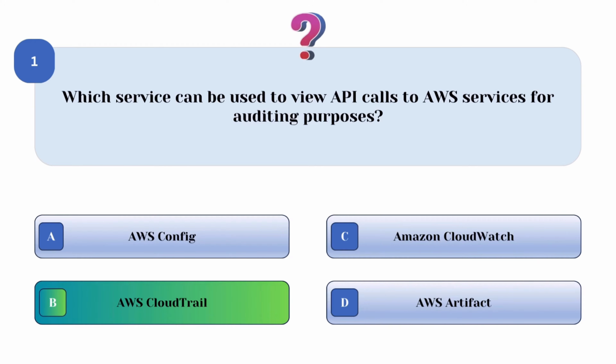AWS Config tracks resource configurations, not API calls. Amazon CloudWatch monitors metrics and logs, not detailed API history. AWS Artifact provides compliance documents, not logging or monitoring.